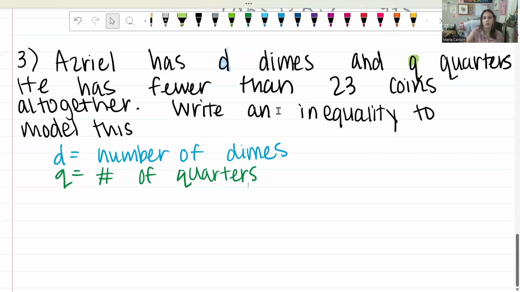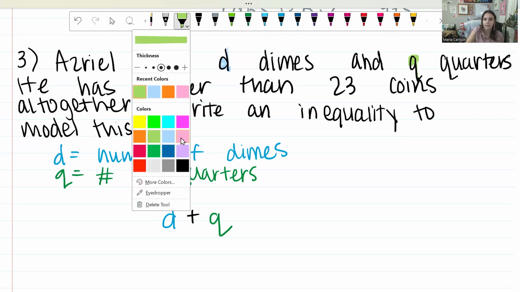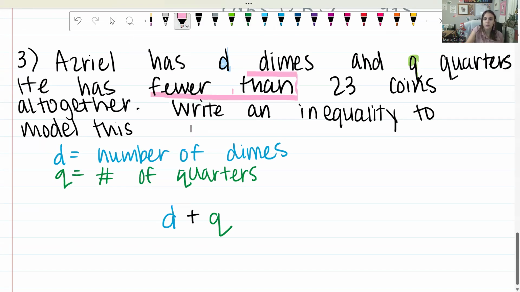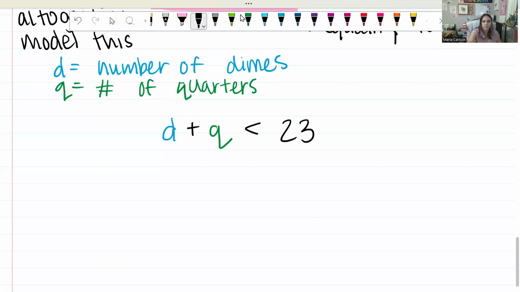So to write this inequality, we know that all together, if you add together the amount of dimes he has and the amount of quarters he has, fewer than 23 coins. So the number of dimes D plus the number of quarters Q has to be fewer than, or less than, 23. And that's it. You just add D, the number of dimes, plus Q, the number of quarters, and it needs to be less than 23. Let's now do the last step.